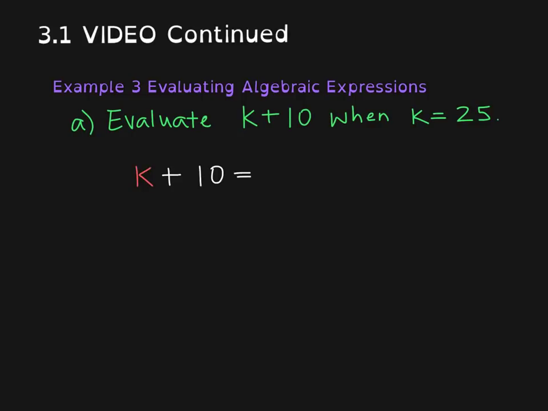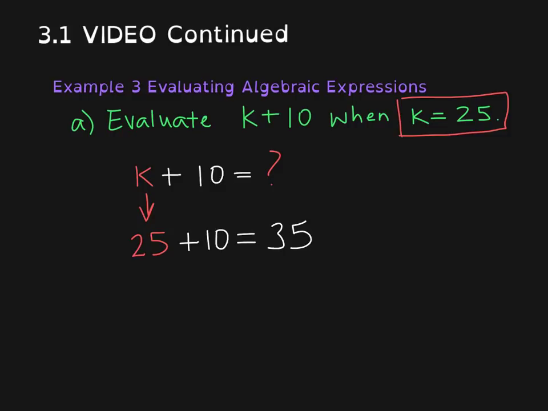So if I have k plus 10, right now I don't know what it equals. There's nothing telling me what k equals. However, when you look at the directions, it does tell me that k equals 25. So all you are doing is taking your k and you're filling in 25. It actually seems really simple. So 25 plus 10 equals 35. So my answer is 35.